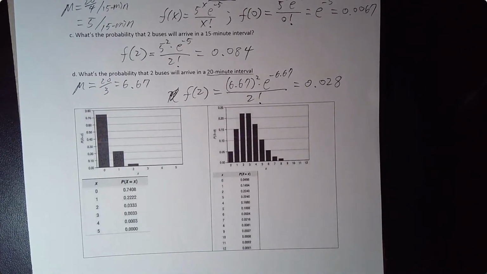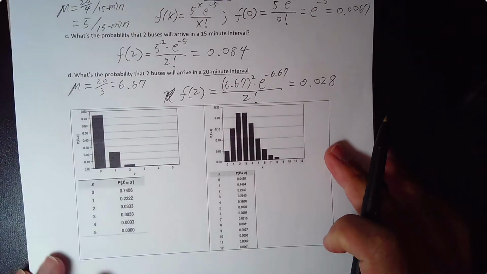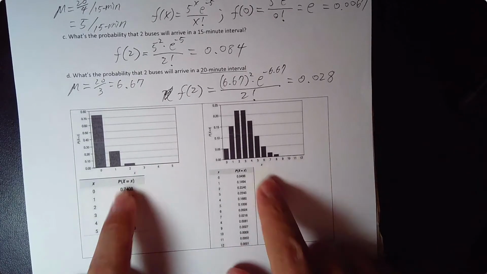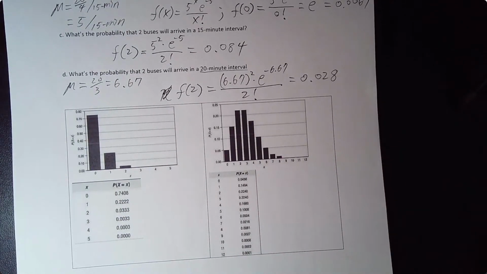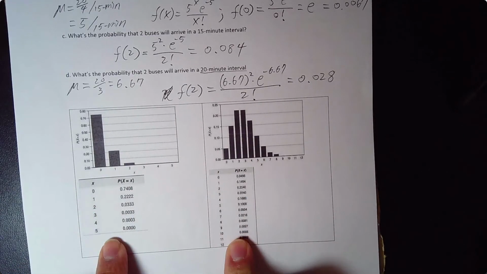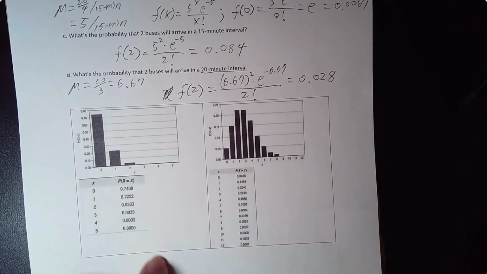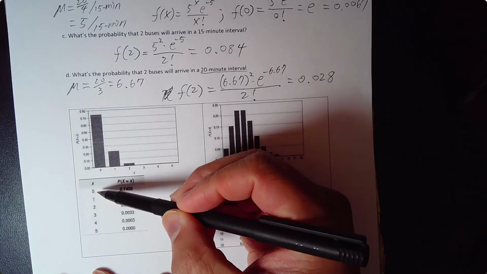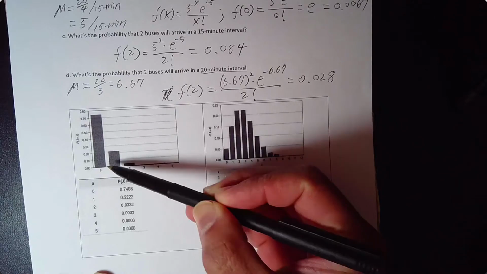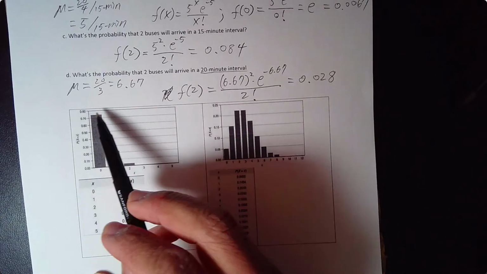All right, now let's challenge our understanding of the Poisson distribution a little bit further. Here I have two Poisson distributions, both written out in table form and also graphically. You can see here the probability that x equals 0 is 0.74, and here we see 0.74. And it trickles down like this.